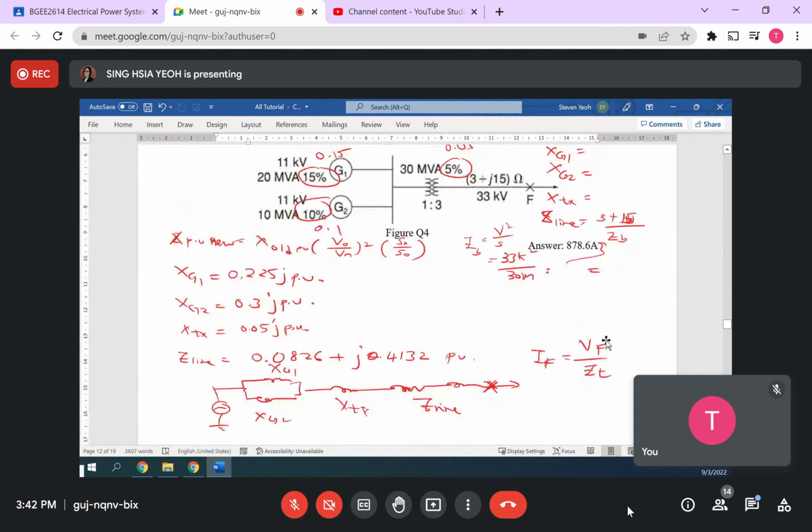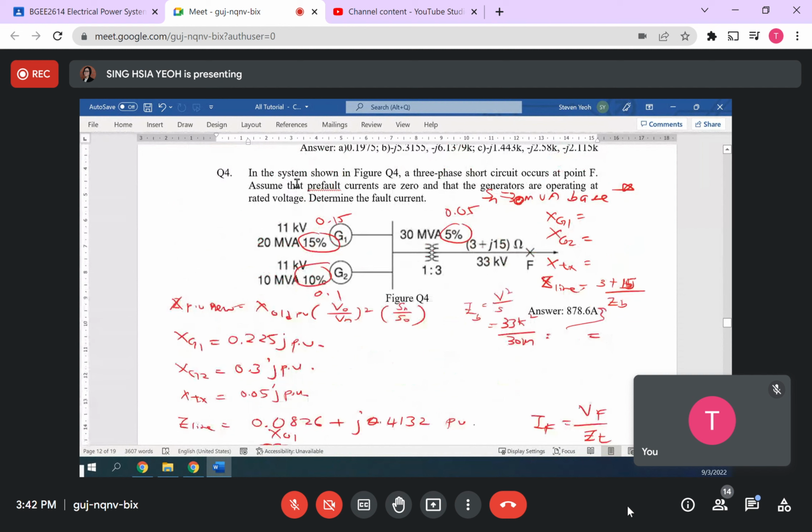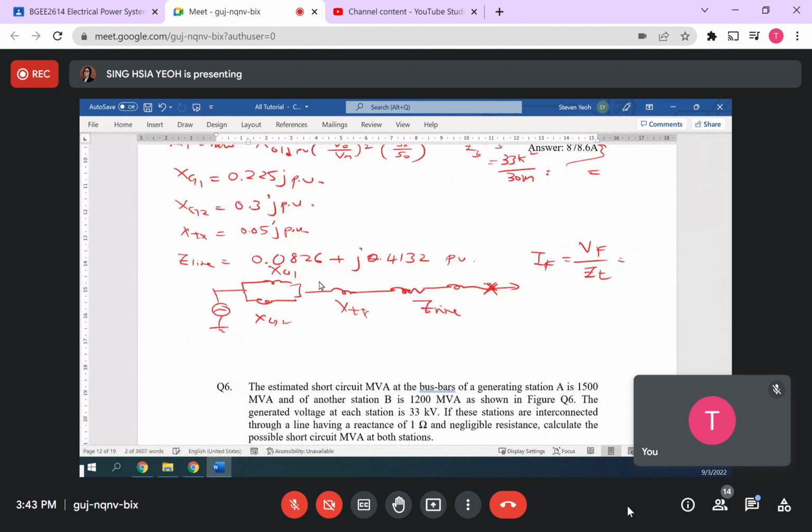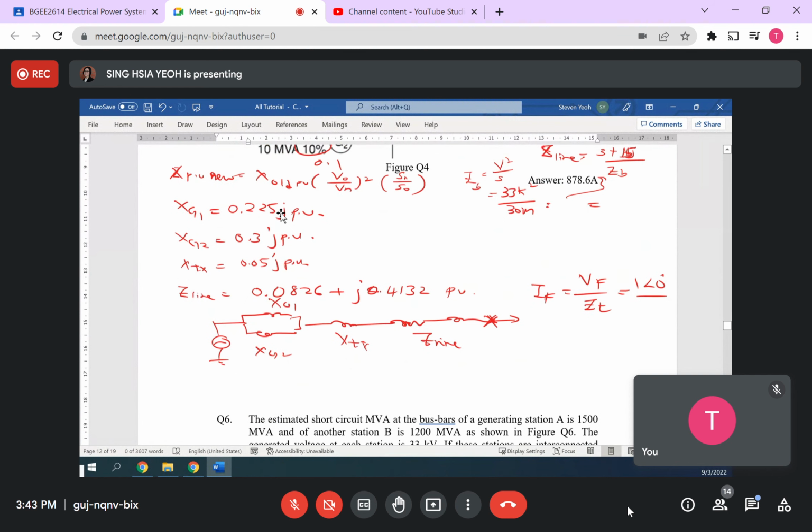Then what is your VF value? They tell you pre-fault, generators are operated at the rated voltage. So that means VF will be equals to 1 pu. Then Z total will be parallel xg1 and xg2 value, then plus with transformer and plus with Z line, which is 0.5975 angle 82 degree.